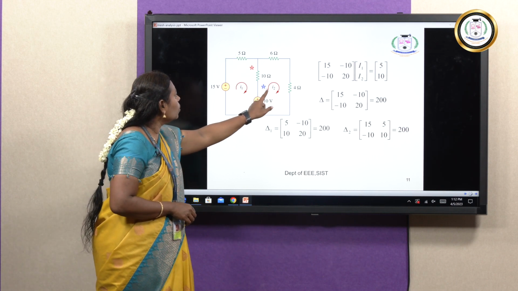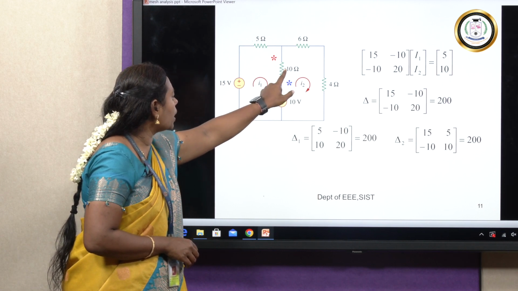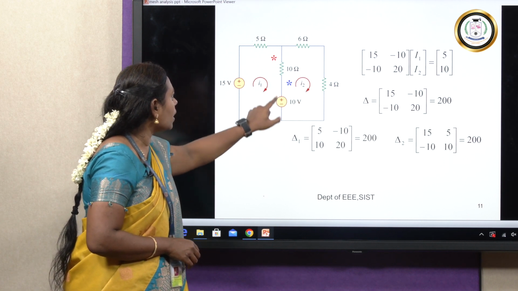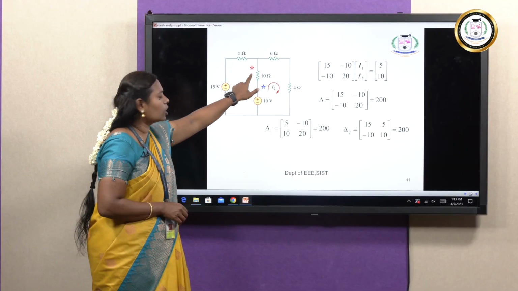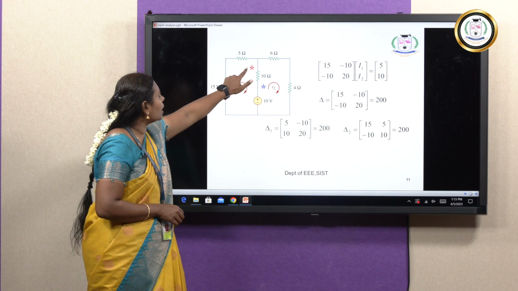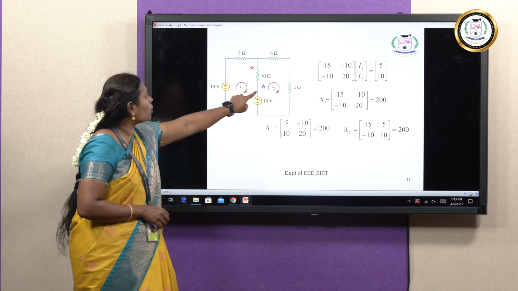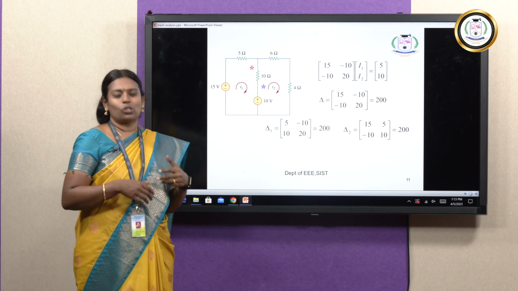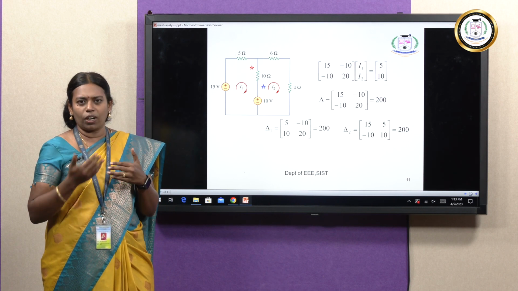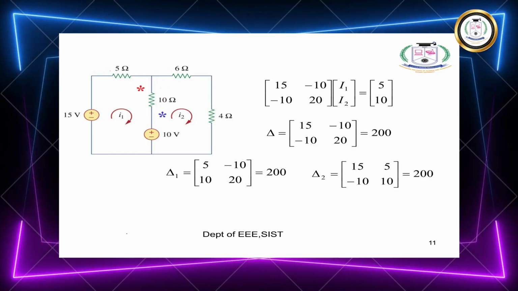Coming to the I2 current, it flows from the 10 volt, then enters the bottom point of my 10 ohms, then crosses the 10 ohms, 6 ohms, 4 ohms and the circuit ends. That means I1 current is entering at the top point and I2 current is entering at the bottom point. Both currents are entering at different places. So whenever two currents enter the common resistor at different places, you have to make the sign negative.